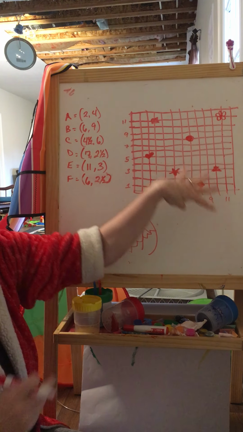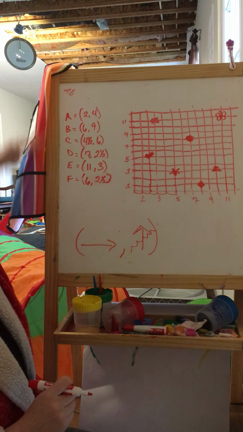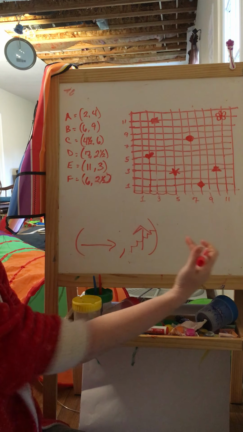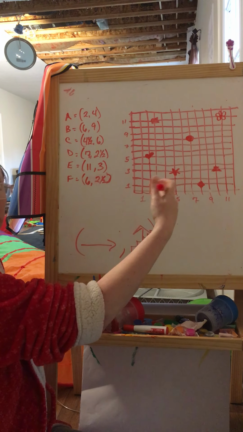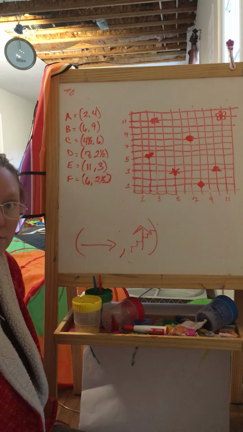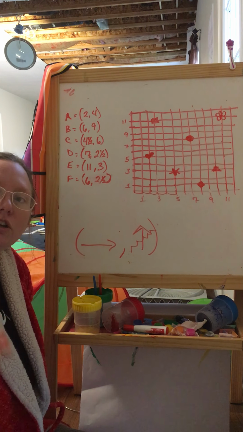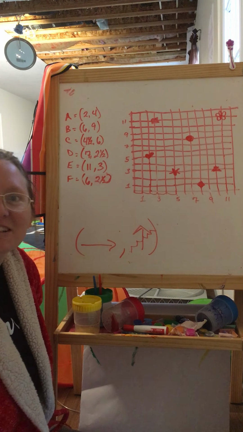So I'm given my coordinate plane, and then I'm given all of my coordinates, and now I have to go put them on the coordinate plane. Okay. One important thing that I always tell my kids: you can't just put dots. You have to label them.